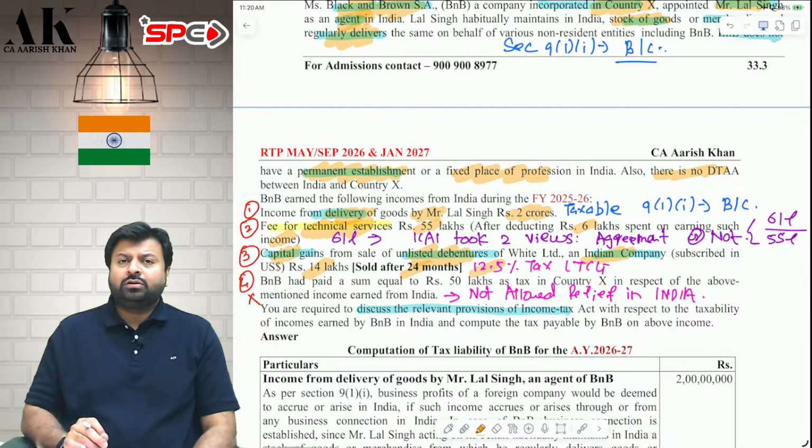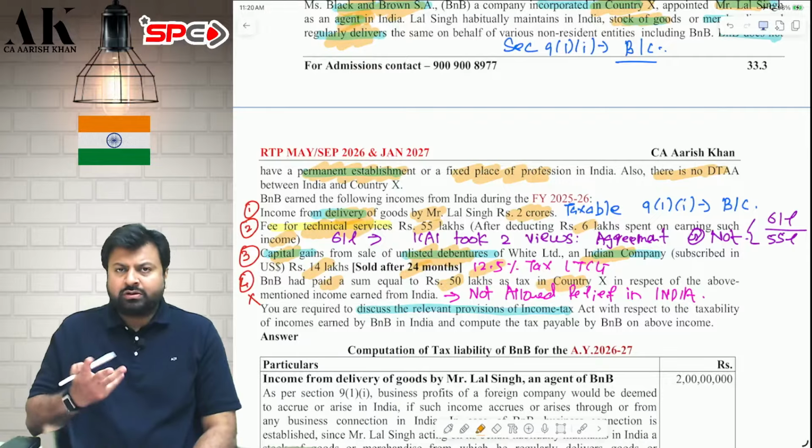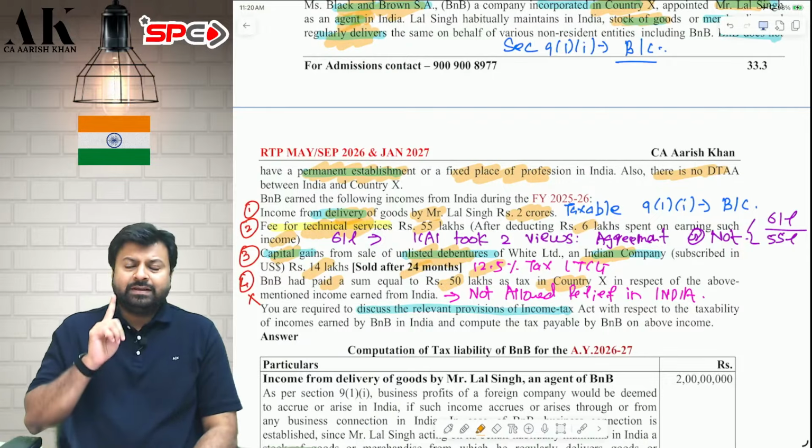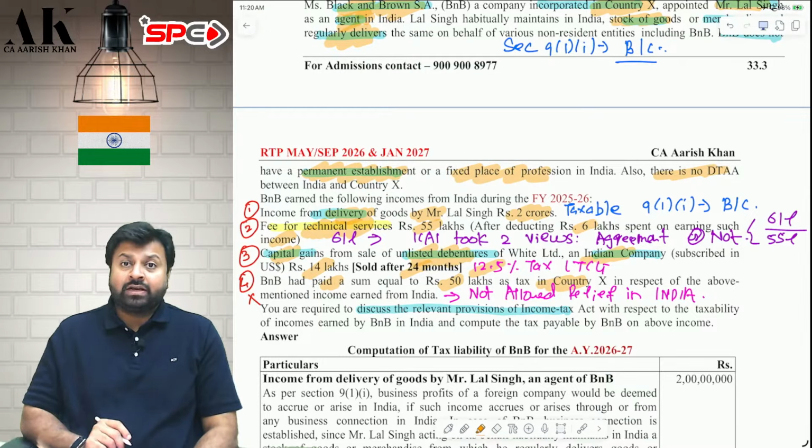One last point is given to us here for confusion purpose. BNB has paid a tax of 50 lakh in country X. So what should I do with that? See, BNB is not a resident of India. India will give relief to whom? India will give relief to Indian residents, not to foreign residents.